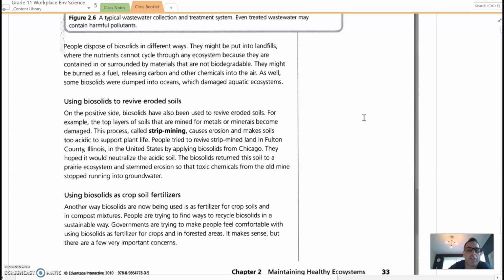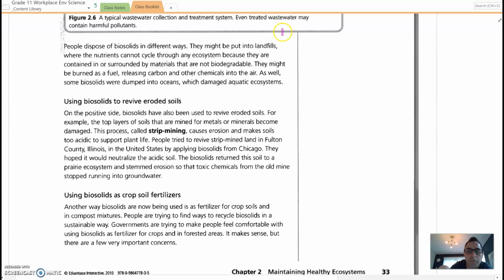People dispose of biosolids in different ways. They might be put into landfills where the nutrients cannot cycle through any ecosystem because they are contained in or surrounded by materials that are not biodegradable. They might be burned as fuel, releasing carbon and other chemicals into the air. As well, some biosolids were dumped into oceans, which damaged aquatic ecosystems.